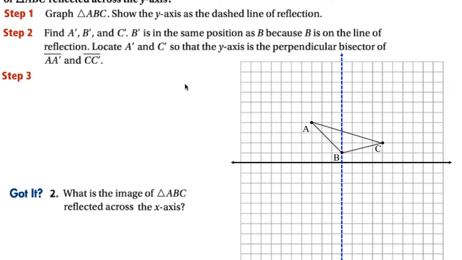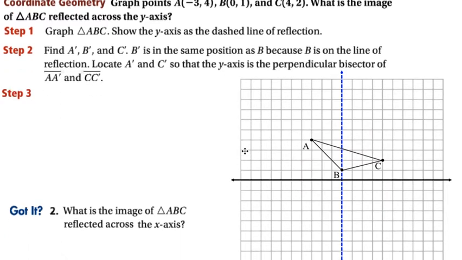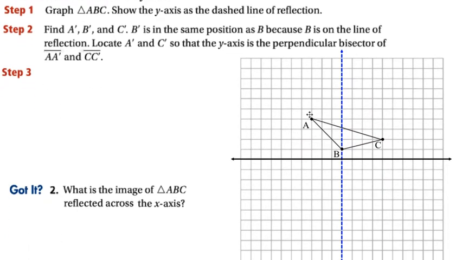A prime will be the same distance from the line as A is. So let's figure out how far away that is. I'm sorry, I misspoke. This is the y-axis, not y = 1. That was the other problem. So we are 3 units away. On the other side, A prime will be 3 units away. Likewise, C prime will be the same distance away, and B prime, since it's on the y-axis, will be its own image. Once you plot those points, you just connect them and draw the triangle. I've shown that in red.